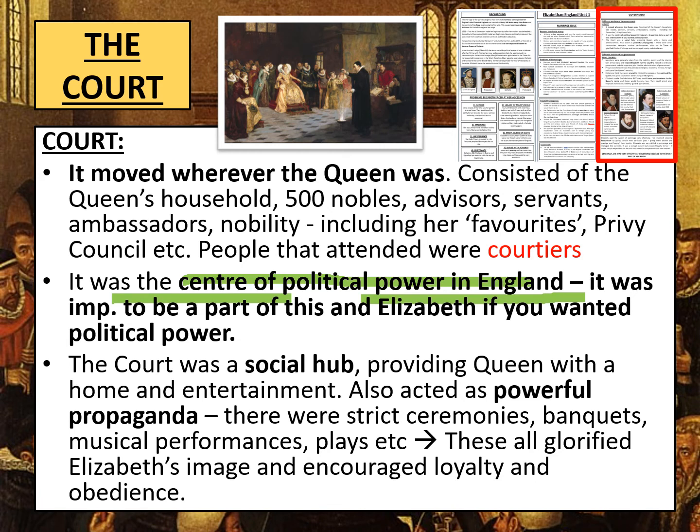The court was also a social hub, providing the Queen with a home and entertainment. It also acted as powerful propaganda for her here and also abroad. It would hold really elaborate ceremonies and banquets and musical performances and plays, and these all glorified Elizabeth's image and encouraged loyalty and obedience from the people that visited the court.